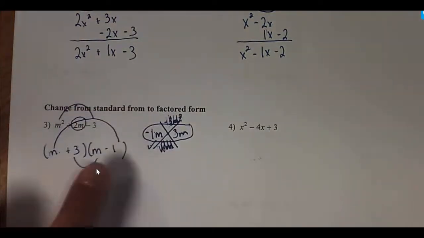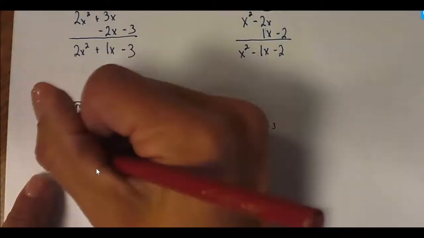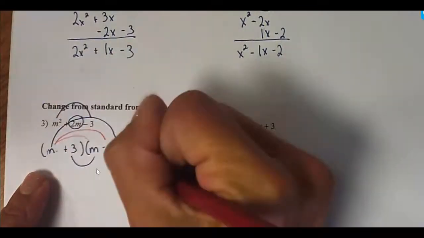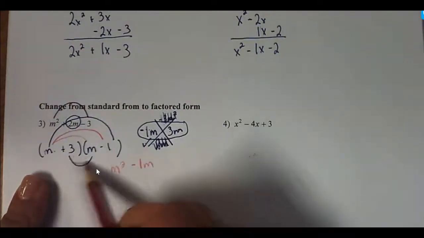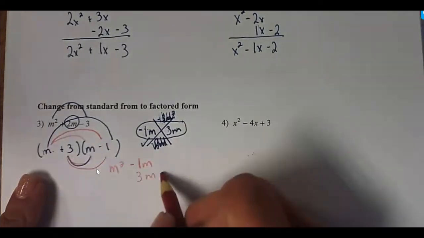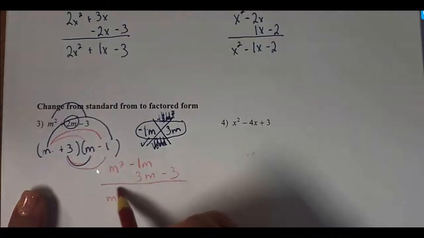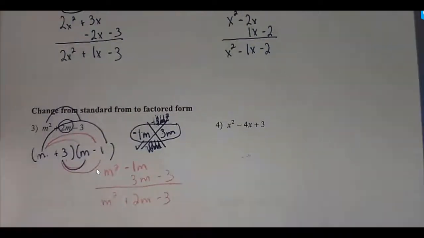If this neighbor meets this neighbor, just to show you real quick how that works overall, putting it together now: M meets M, I get M squared. M meets -1, I get -1M. 3 meets M, and I get 3M. 3 meets -3, and I get -3. And if you notice, once I clean it all up, I get standard form. I get exactly what I started with.